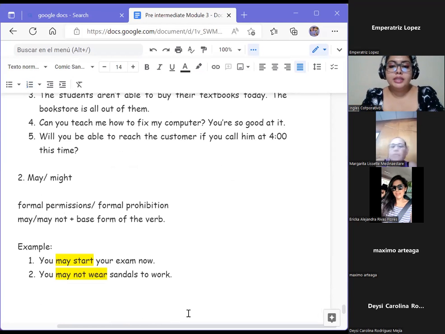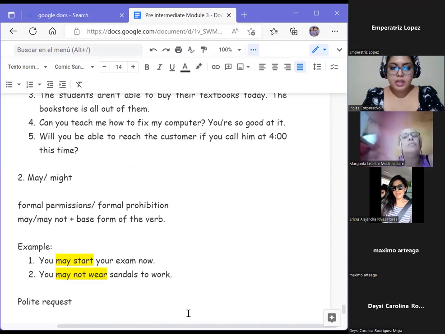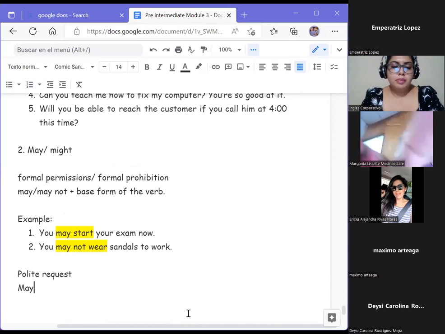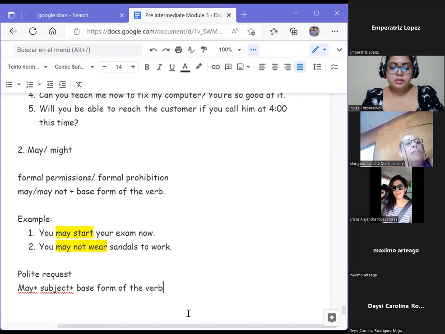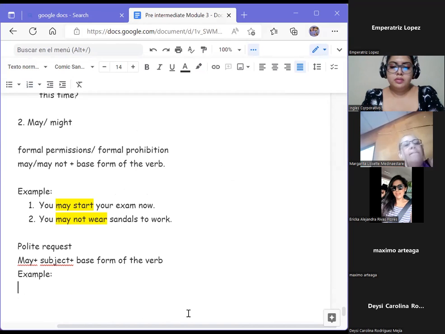Then we have polite request. Then we have the structure may plus subject plus base form of the verb. And we have the example, and it says, may I help you? This is a very common question that we can use to offer help to someone. May I help you?